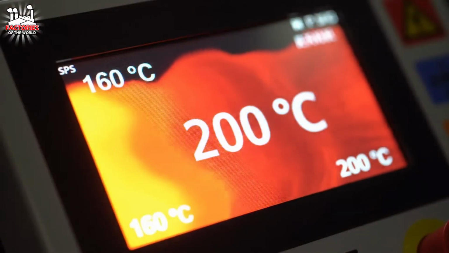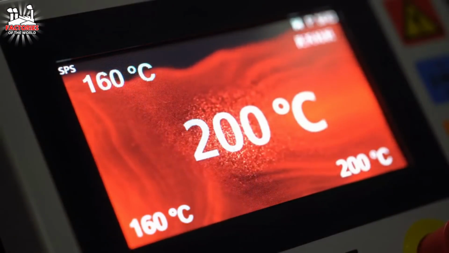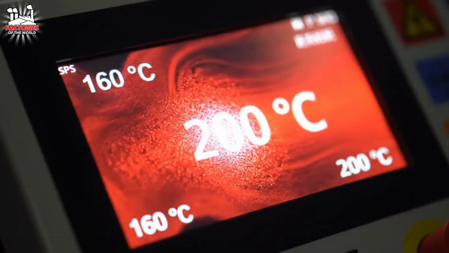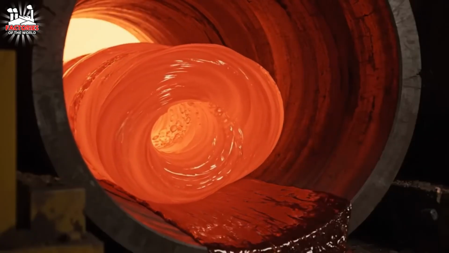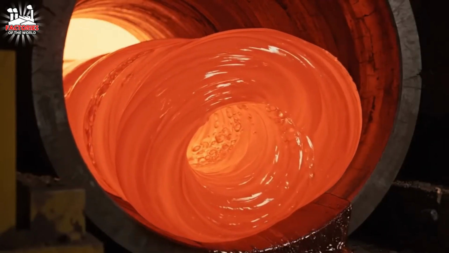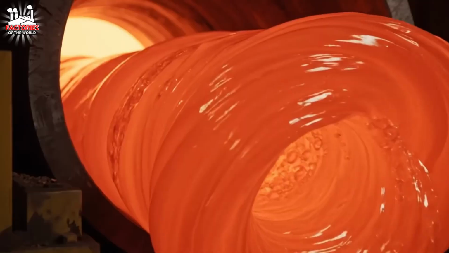The outlet nozzle of the extruder defines the basic shape of the product. It can be sheets, tubes, profiles, or filaments. As it exits, the plastic is still hot, so it immediately passes through cooling systems that fix the geometry.